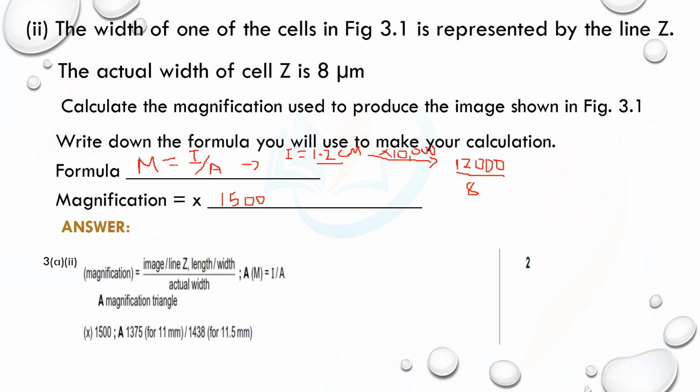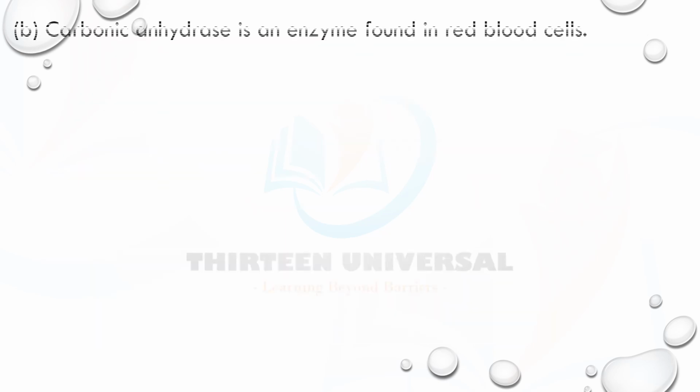That's 3i. So this is what the mark scheme says. Magnification is image length or width all over actual, or this is acceptable. This is the one I used here. Any of this range is correct. Or use the triangular method. You know the triangular method. Okay, let's go to the next question, guys.